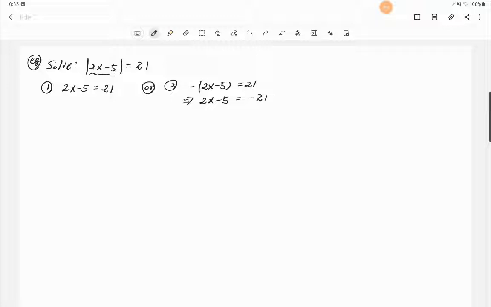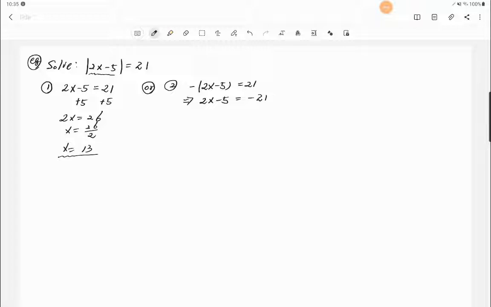All right, then let's find x from the first equation. So plus 5 each side, then 2x equals 26. Divide each side by 2, right? So that x equals 13. So we found one value of x.